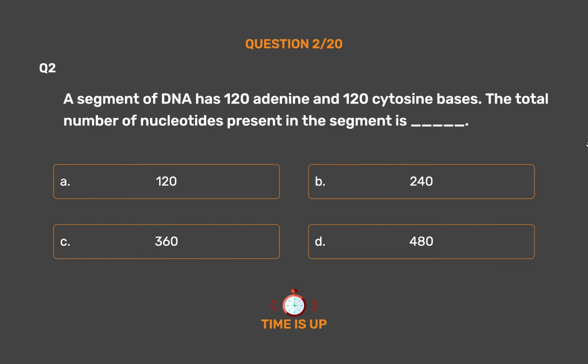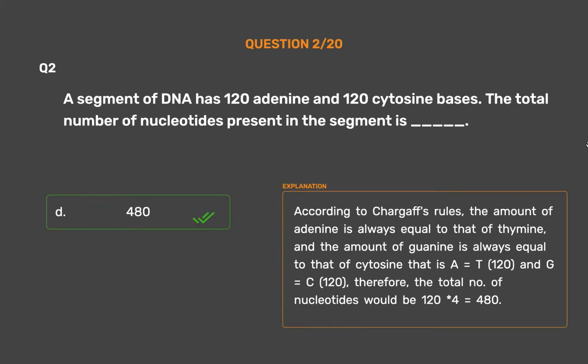The correct answer is Option D. 480. According to Chargaff's rules, the amount of adenine is always equal to that of thymine, and the amount of guanine is always equal to that of cytosine, that is A equals T, 120, and G equals C, 120. Therefore, the total number of nucleotides would be 120 times 4 equals 480.